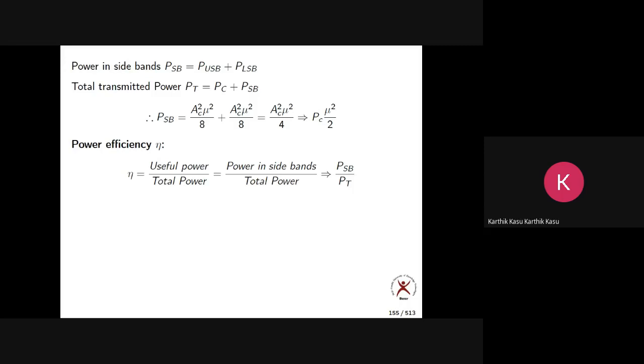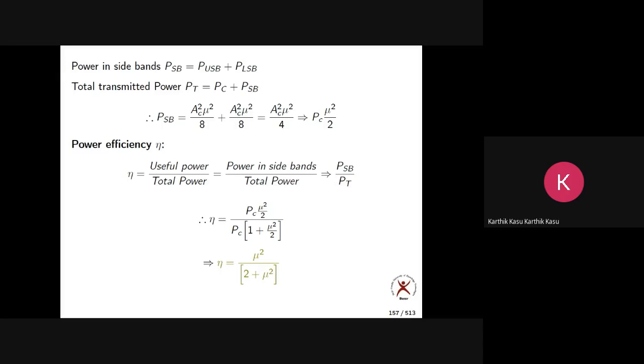Okay, so let us not waste much time. Now tell me eta. It is mu square by 2 plus mu square. So mu square by 2 plus mu square is the power efficiency of your AM signal.